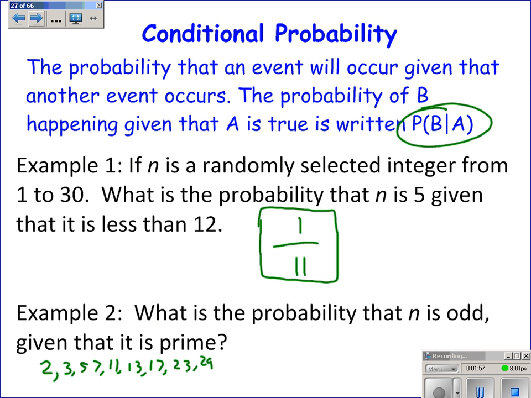So there's 1, 2, 3, 4, 5, 6, 7, 8, 9. Let's think about that as the sample space in these problems. How many of them are odd? There are 8 of them that are odd. So 8 out of 9 is the probability, given that the number is prime.